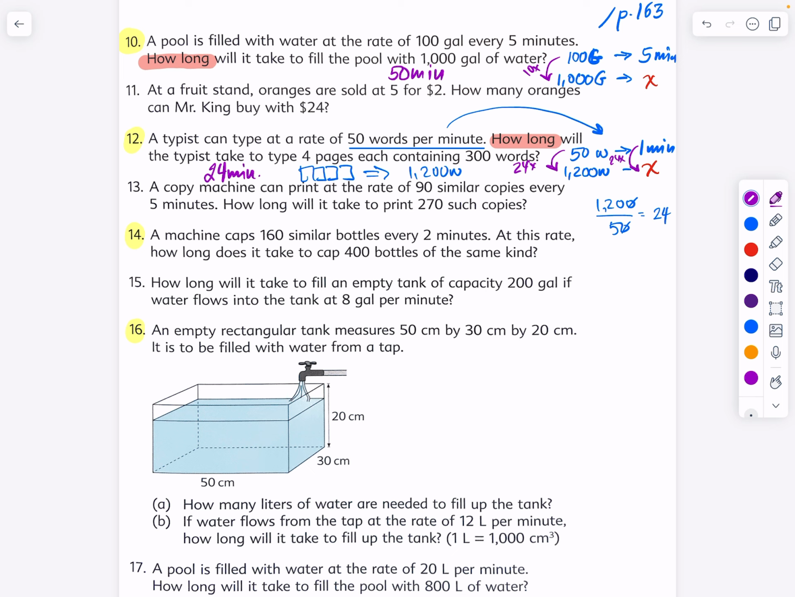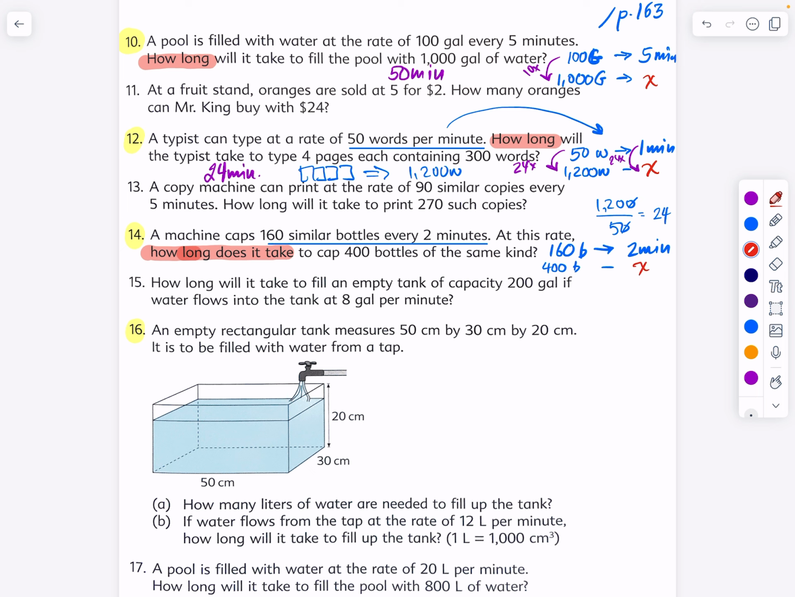I'm on problem number 14. A machine caps 160 similar bottles every 2 minutes. Well, that is the ratio that's given. Let's write it down. 160 B for bottles in 2 minutes. That is the ratio that's given. Next question. We've seen similar questions at this rate. How long? How long does it take to cap 400 bottles? 400 bottles is X minutes.